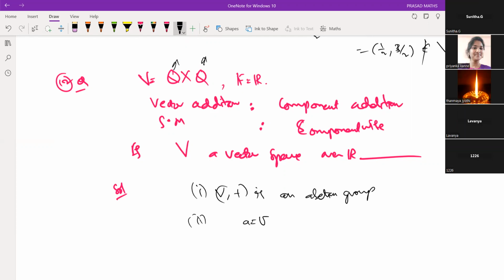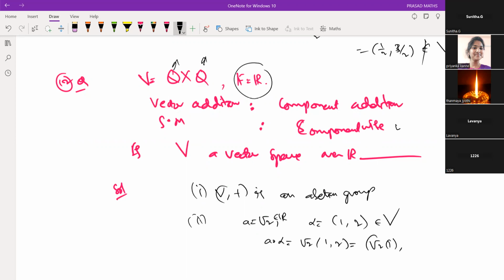If I take a equal to root 2, it is an element of the real numbers, an irrational number. If I take alpha equal to (1, 2), it's an element in V. What about a times alpha? Root 2 times (1, 2), with component wise multiplication, is (root 2, 2 root 2). Is it an element in V? No. Why? Because each component should be a rational number. Therefore, it's not an element in V. Therefore, it's not a vector space over R.